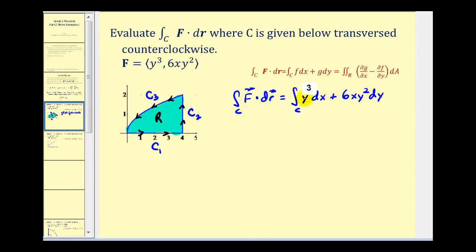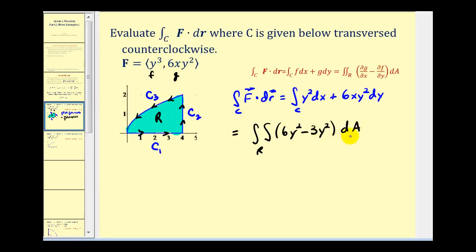And some textbooks like to use this notation instead. Either way, we can rewrite this as a double integral over the region R, where the integrand is the partial derivative of g with respect to x minus the partial derivative of f with respect to y, where little f is equal to y cubed and little g is equal to 6xy squared. So the partial of g with respect to x would be 6y squared, and the partial of f with respect to y would be 3y squared.